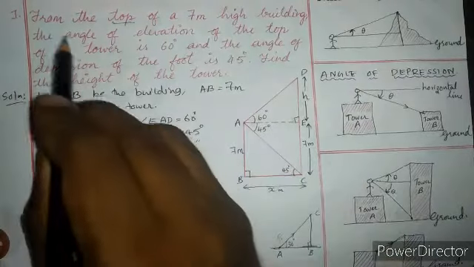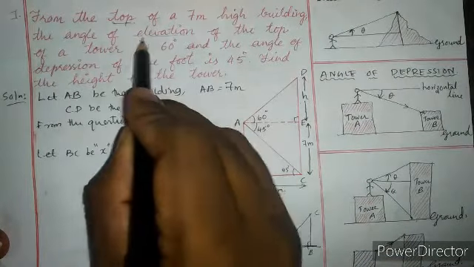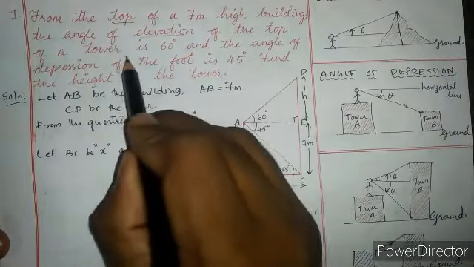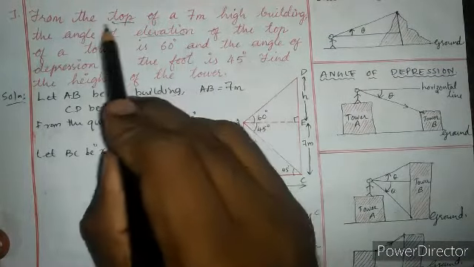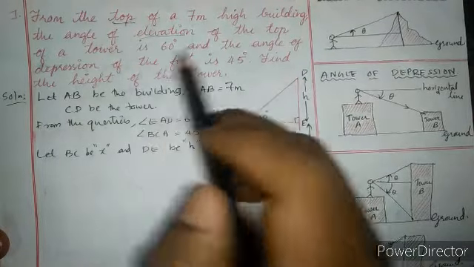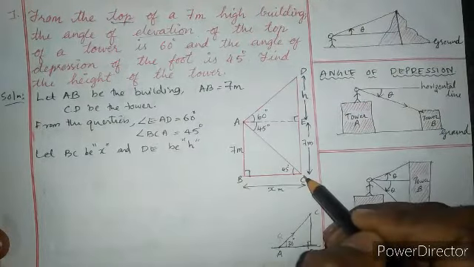So from the top, the angle of elevation, not the point, angle of elevation. So he is seeing something on the top. Of the top of a tower is 60 degree, means a person is standing on a building and he is viewing something on the top of a tower. So you have to draw a tower also.